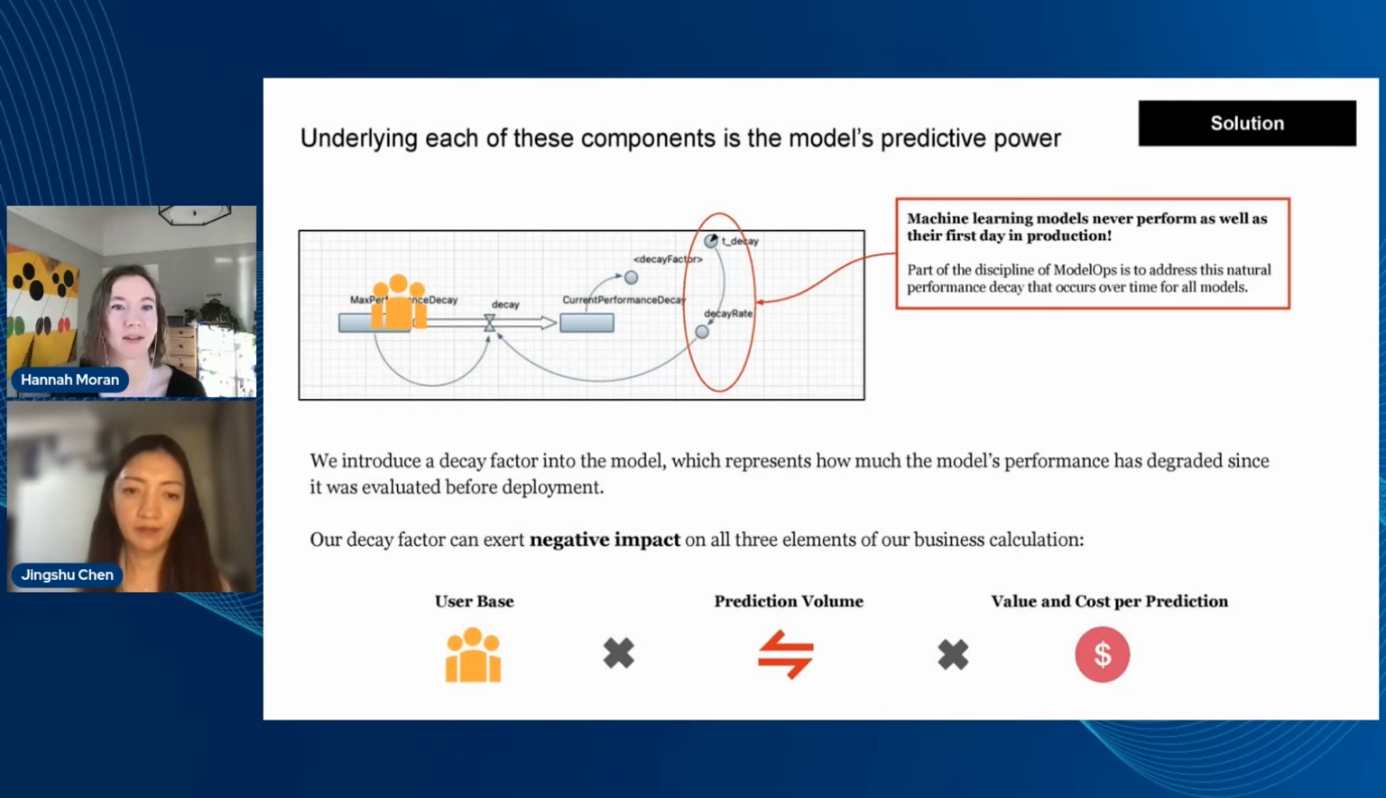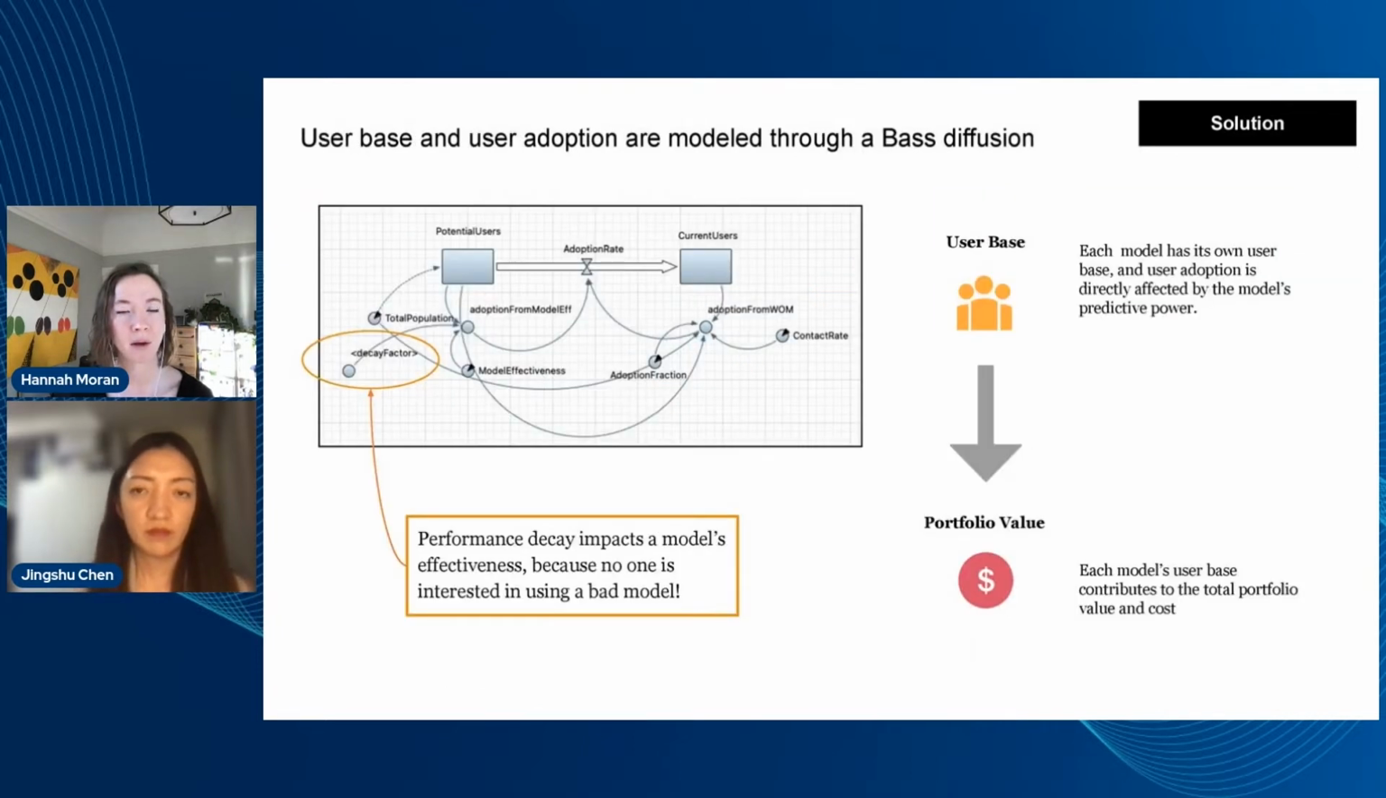As Jingshu mentioned, the predictive power of a machine learning model decays from day 1. They never perform as well as they do on their first day. To simulate that, we add a decay factor that slowly degrades the performance of each model. That happens according to a cadence that's specific for each model. When that decay starts to occur, it can have a negative impact on all 3 parts of our business calculation. This is a very important part of the realistic nature of the model that you just don't observe in the simulation demo. So I want to talk about how it affects each of those parts of our calculation.